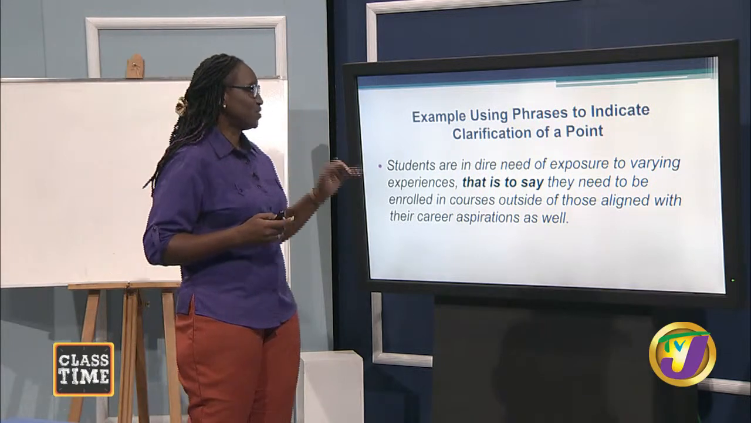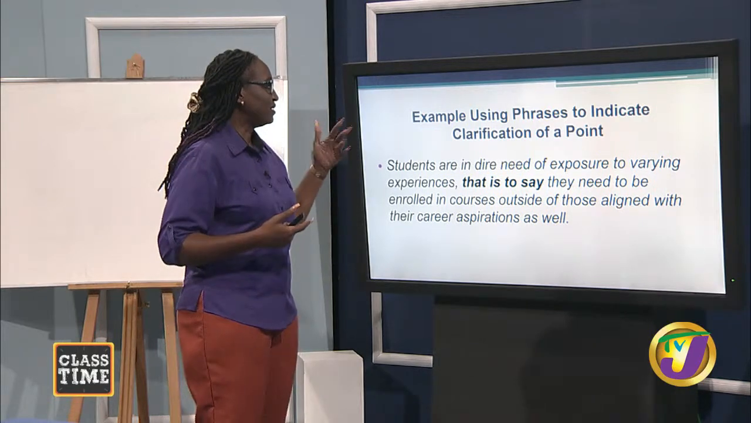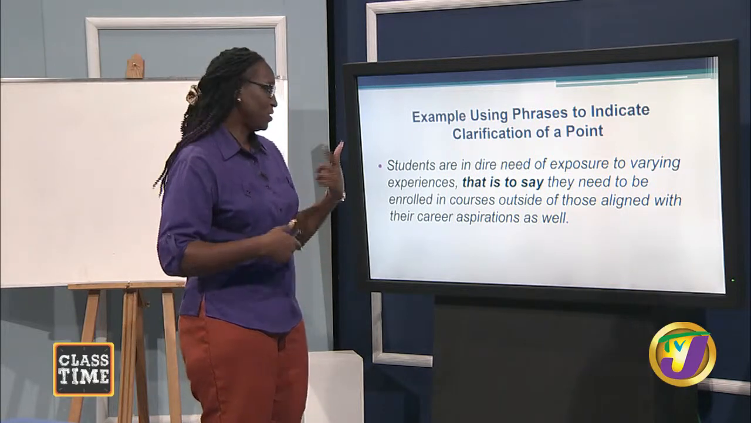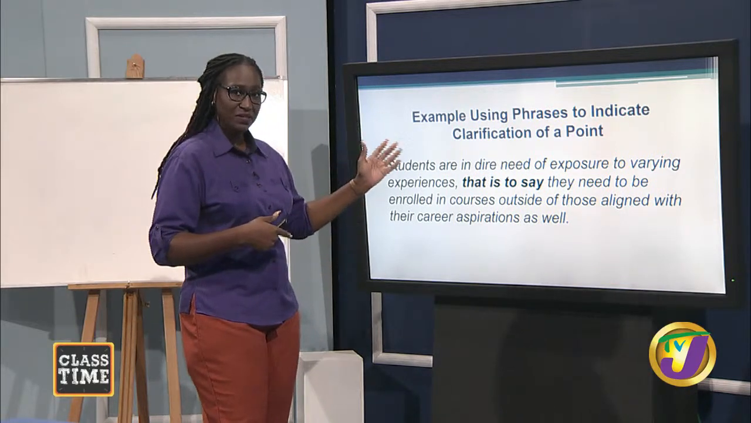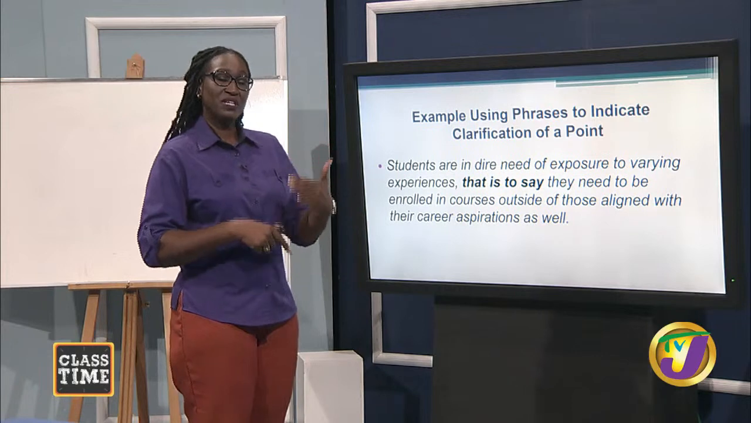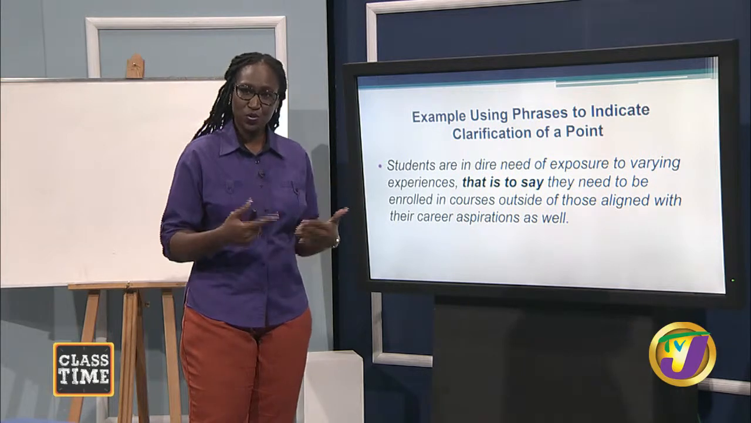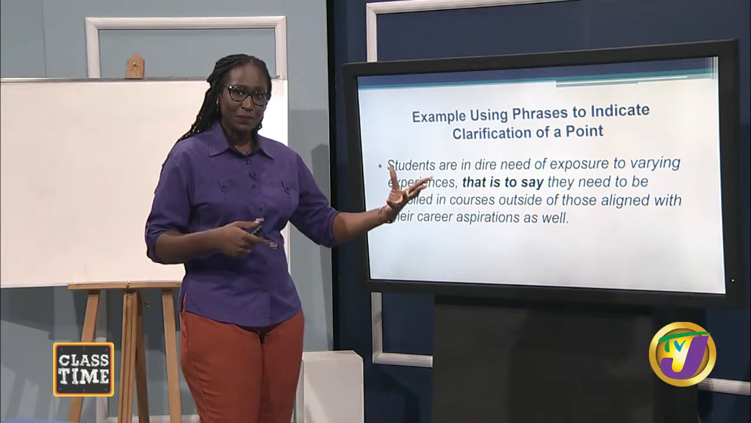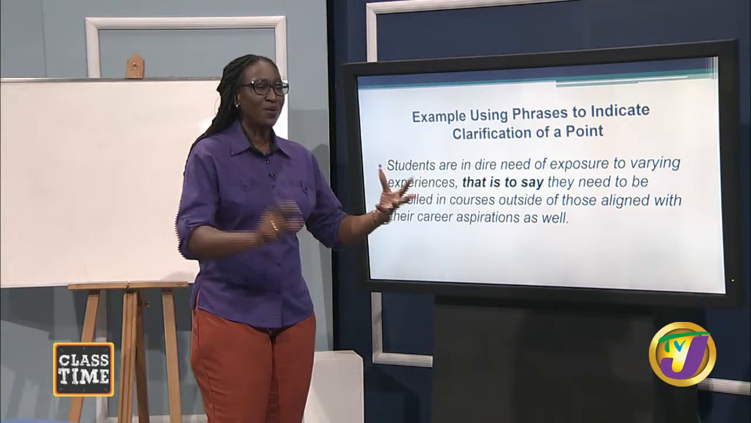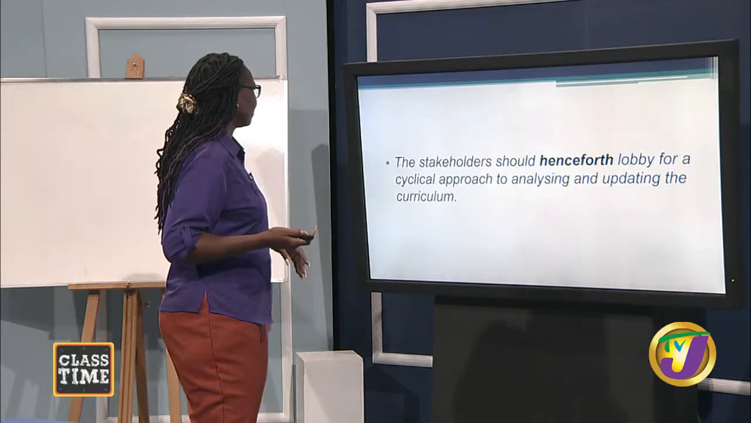So you're using this phrase to indicate a clarifying point. You're clarifying a point, so you have made it a little clearer. When you say "that is to say," you're basically simplifying the statement you made already. The first statement: students are in dire need of exposure to varying experiences. And you have put it in a different way now. You have clarified it by saying they need to be enrolled in various courses. So you made one statement, and just in case somebody didn't quite understand what you meant, you have clarified it after. Let's look at the next one.